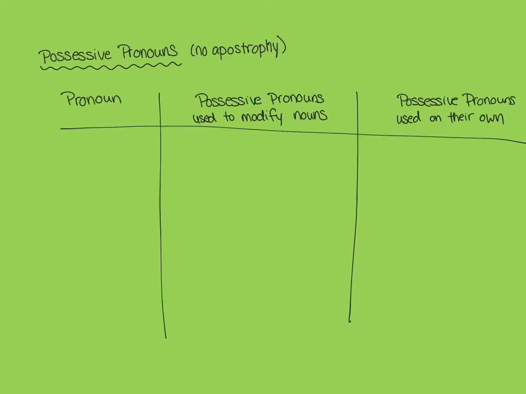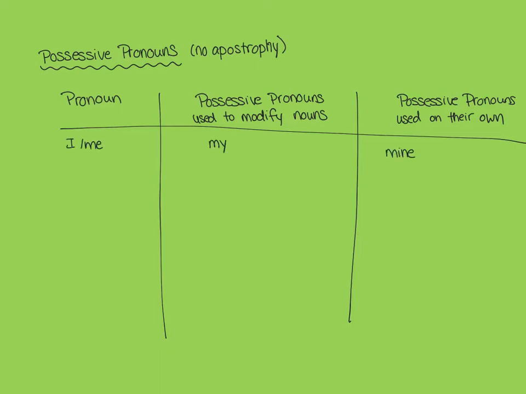I'm going to give you some examples of pronouns. So those are the pronouns that replace proper nouns. Then we have possessive pronouns that are used to modify nouns, and then possessive pronouns that are used just on their own.